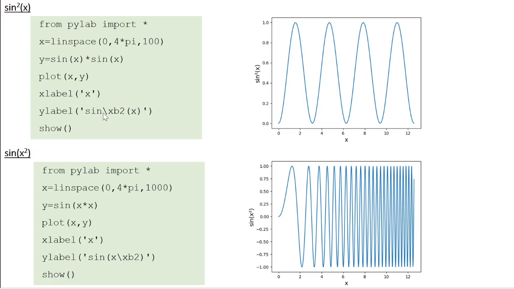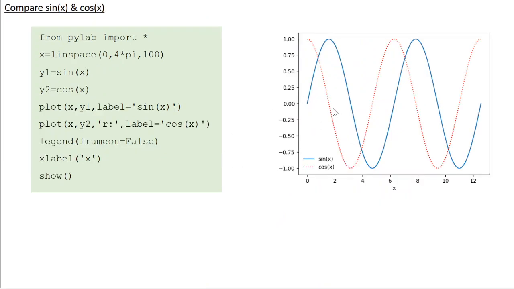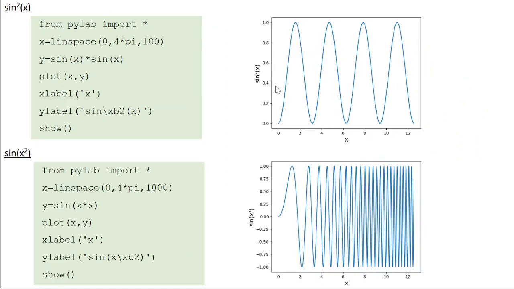Okay, so sine², then in brackets x. The 2 will be superscript, so sine square x will be displayed here. So this is a sine square function. If you look at the sine function, the value changes from -1 to +1. In sine square, basically you have only the positive values from 0 to 1.